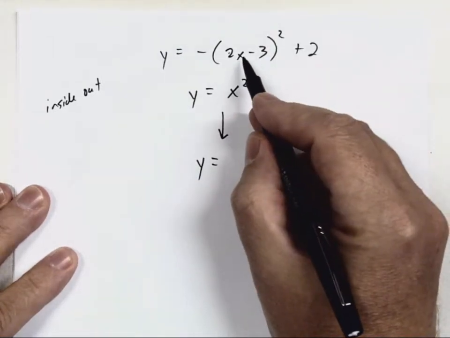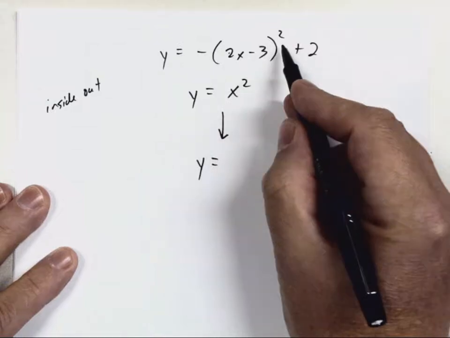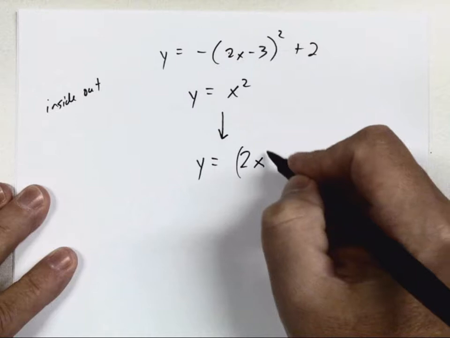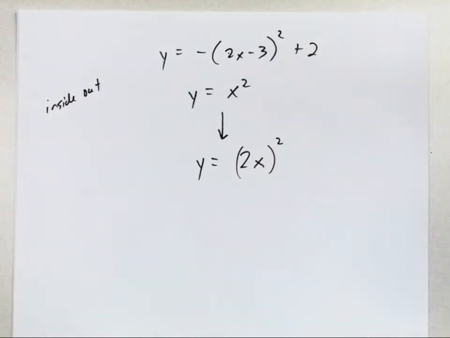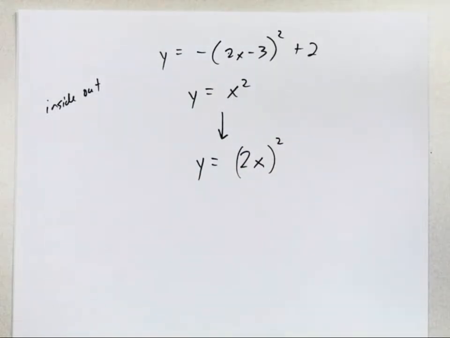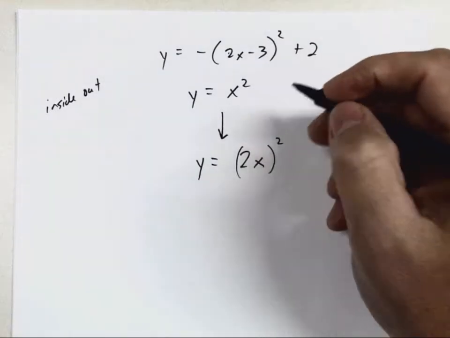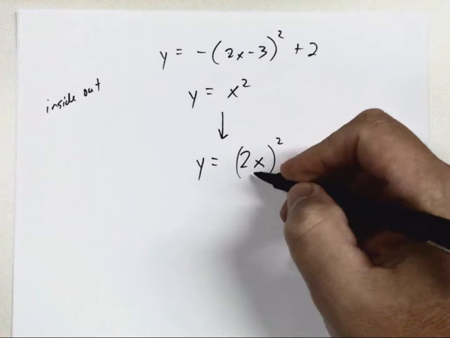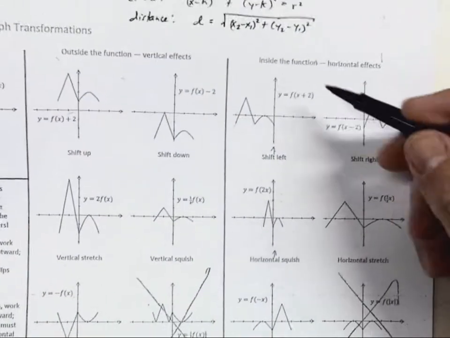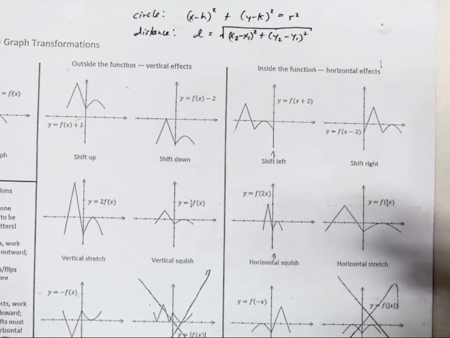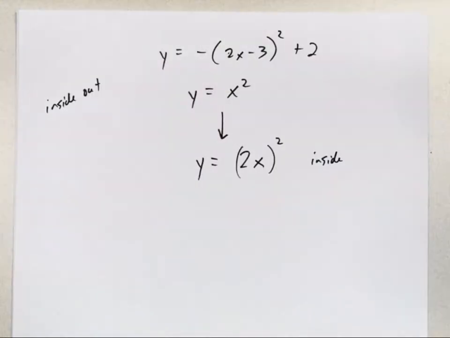Actually, I think, yes, 2 times x. So I'm going to do 2 times x, this whole thing squared. So that's adding in the 2. Now to go from here to here, if I go to my cheat sheet again, this is inside the function. I've multiplied by 2 inside the function, and over here, you multiply by 2. It squishes it. I think it makes it half the size it was.